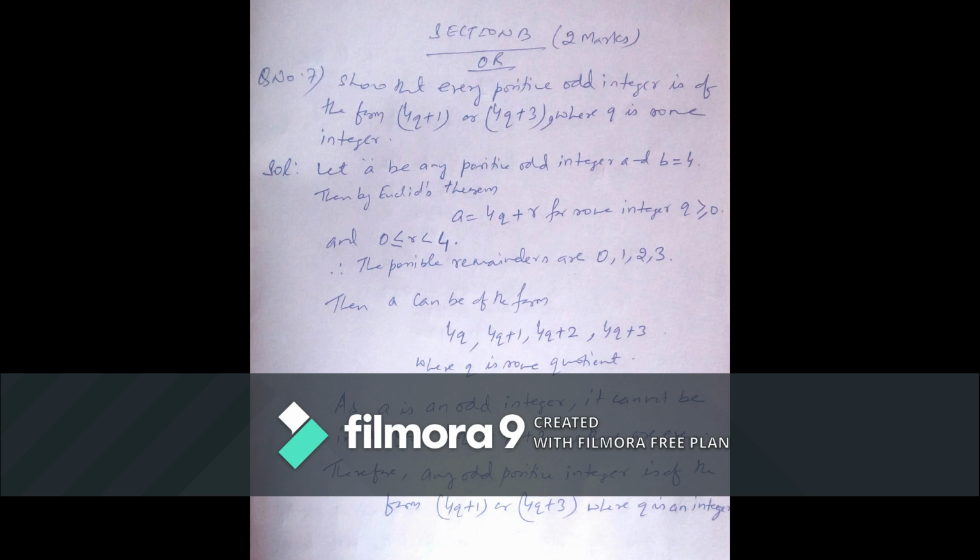So then we can write a as 4q, 4q plus 1, 4q plus 2, 4q plus 3, where q is some quotient. As a is an odd integer, it cannot be 4q or 4q plus 2, because that would become an even number. So an odd number can only be 4q plus 1 or 4q plus 3. So every positive odd integer can be expressed in the form 4q plus 1 or 4q plus 3. In this way we are solving. These 2 questions are from the first chapter only, real numbers.